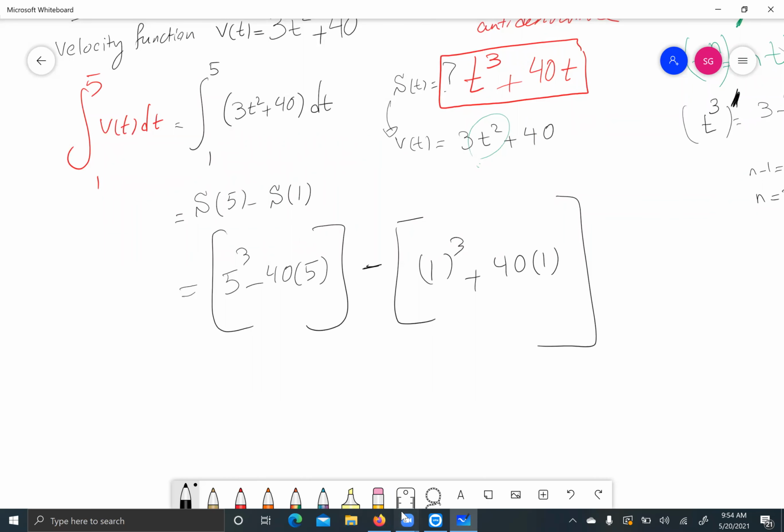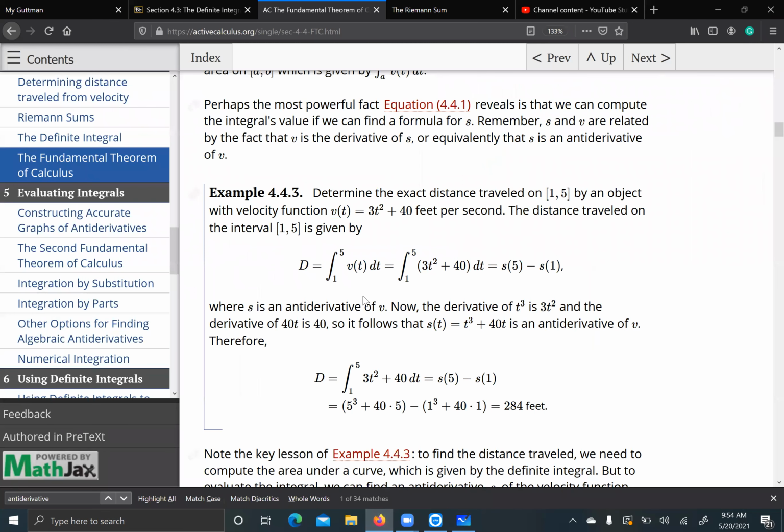Okay? So the idea, again, is that the distance is the integral of the velocity function from 1 to 5. The velocity function has this formula. And we know that this is the same as the position function at 5 minus 1, where this position function is the antiderivative of v. So we need to find the antiderivative.